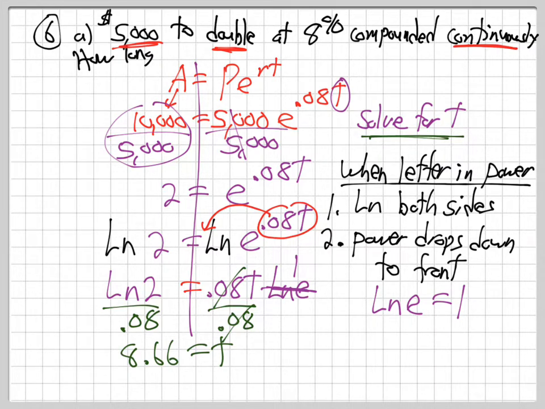Oh, they want 4 decimal places, so I gotta do a little bit more. Yeah, 4 decimal places. So 8.6643. That's how many years? About 8.5 years, a little more than 8.5 years. 8.6643 years is how long it'll take the $5,000 to double and become $10,000 if you invested at 8% compounded continuously. Now in part B, we're going to do kind of the same thing.